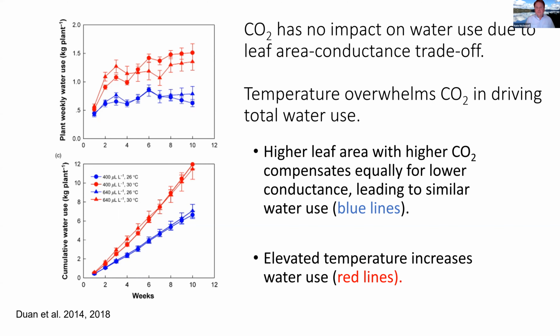So you can see there's no effect. And they showed in this case that stomatal conductance did decline a little bit, but leaf area got much higher per plant. Now, temperature seems to definitely overwhelm CO2 in driving the total water use. If you look at the red lines compared to the blue lines, you see this much higher water use. And temperature being so strongly correlated with vapor pressure deficit, especially in a greenhouse where humidity is held constant, that means that as VPD went up, we see higher water use.